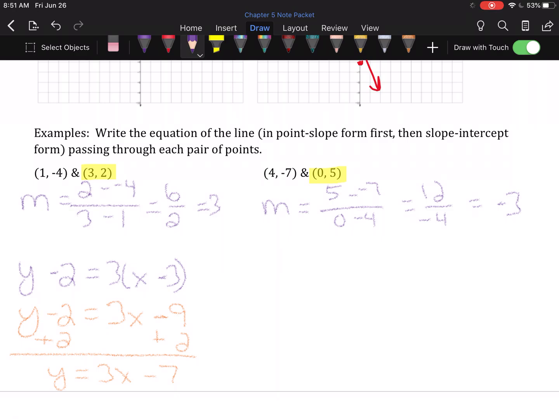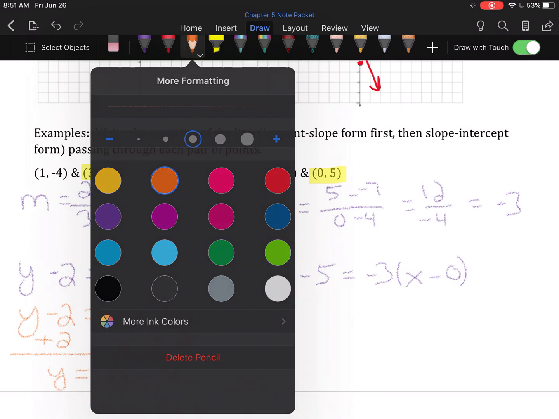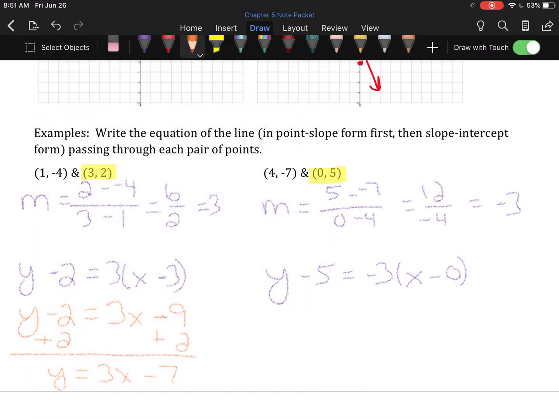So point-slope. Y minus 5 equals negative 3 times the quantity of x minus 0. And yeah, that minus 0 doesn't do anything. 2 steps. Distribute the negative 3. So y minus 5 equals negative 3x. Negative 3 times negative 0 is 0. I'm not going to write it. We will add 5 to both sides. And we get a slope-intercept form of y equals negative 3x plus 5.